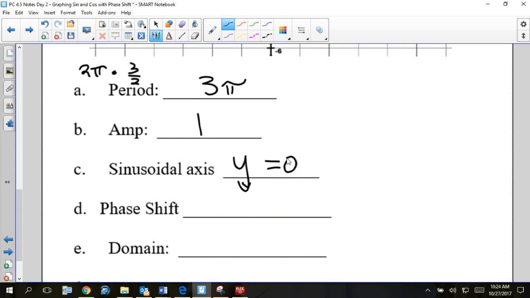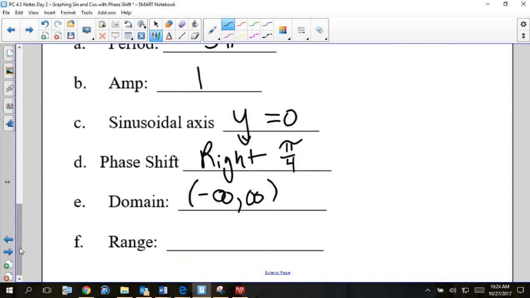Phase shift is directional, like did we move to the left or right? Where did we move? To the right. How much? Pi over 4. So that's the phase shift. Domain is always, for now, negative infinity to positive infinity. And then the range is our lowest point to our highest point, which was negative 1 to 1. Right, next.